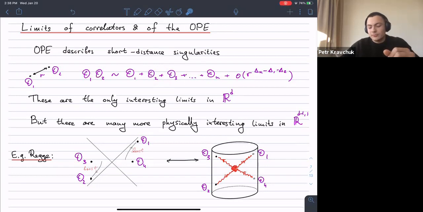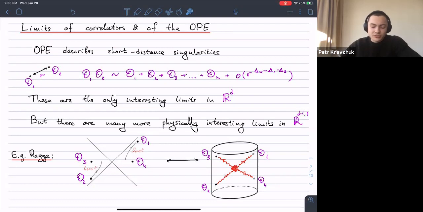And if you truncate this expansion at some point, then the error that you make is bounded by a power of the distance between these operators, where the power is determined by the scaling dimension of the operators that you discarded. So if you discard only operators with high dimension, you approximate this correlation function very well in small r expansion. So a finite number of terms in the OPE gives you the leading short distance behavior of correlation functions.